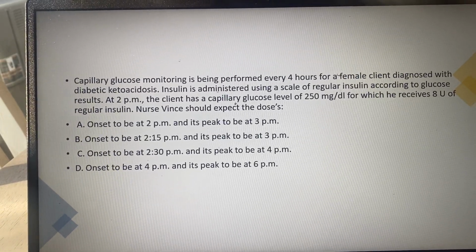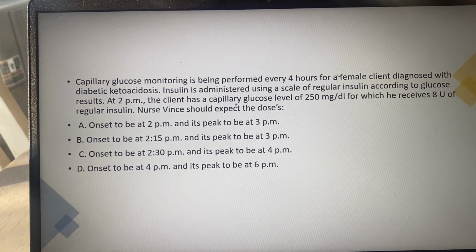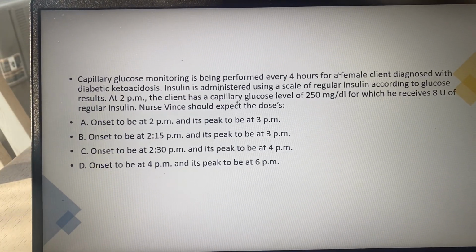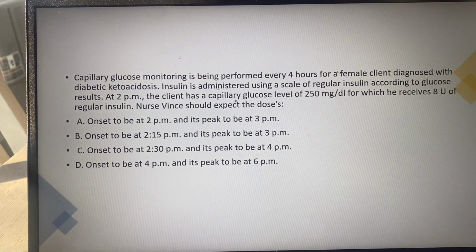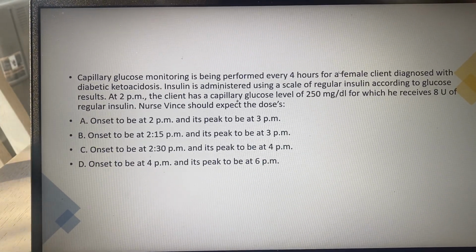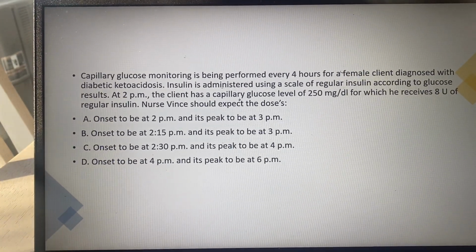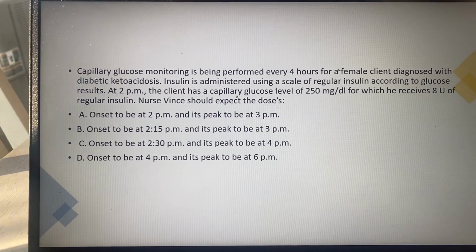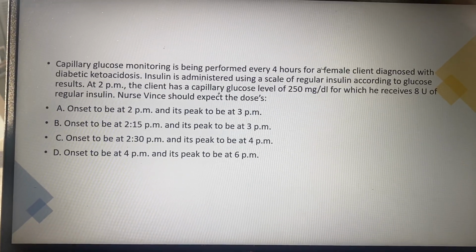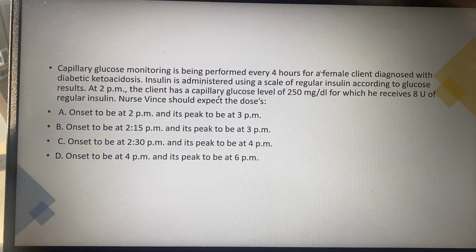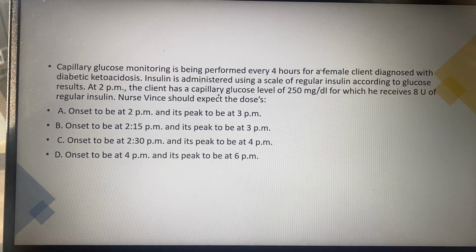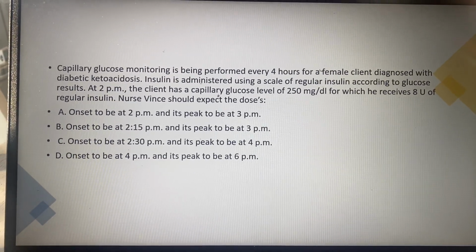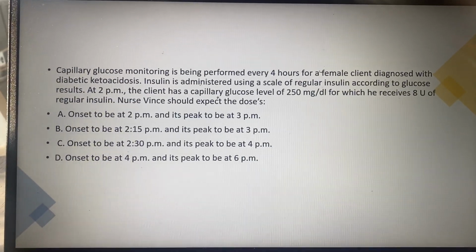All right, so we have someone who has diabetic ketoacidosis, and they have a glucose result of 250, and they receive regular insulin per sliding scale. So they've already received 8 units. So what is this question really asking you? If you do a quick glance at the answers, it's basically asking you about the onset and peak of regular insulin.